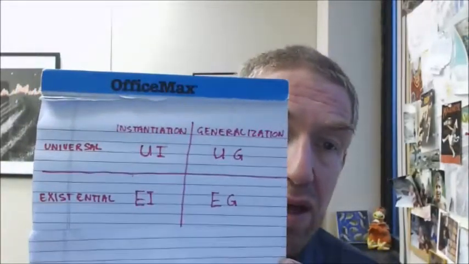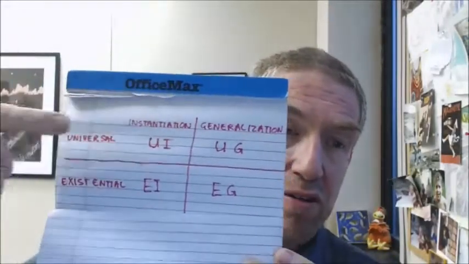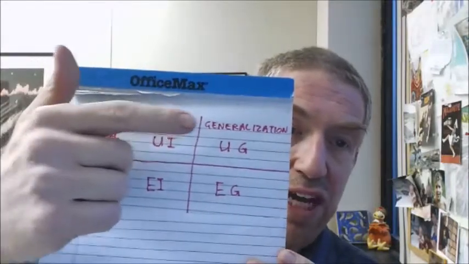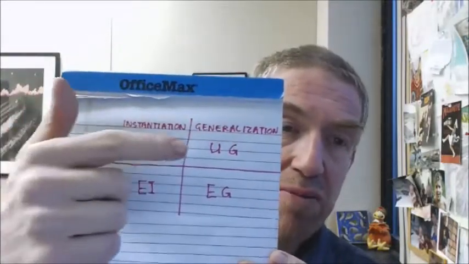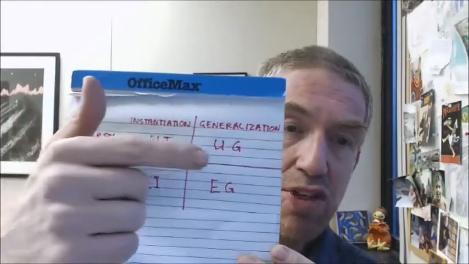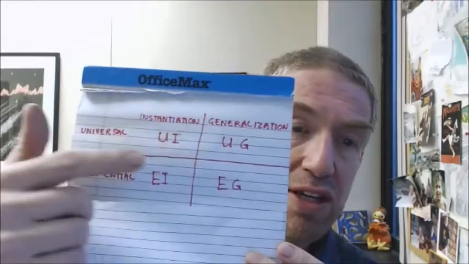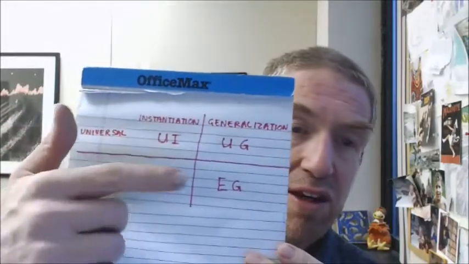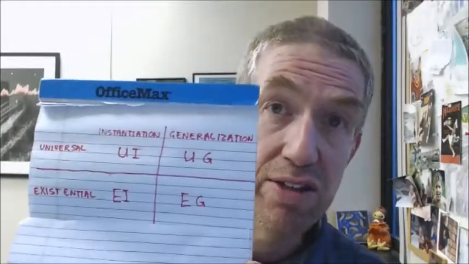But let's take a step back. Here are the 4 new rules. They are universal or existential instantiation or generalization. So combine them. You have UI, which is universal instantiation. You have UG, which is universal generalization. You have EI, which is existential instantiation. And you have EG, which is existential generalization.